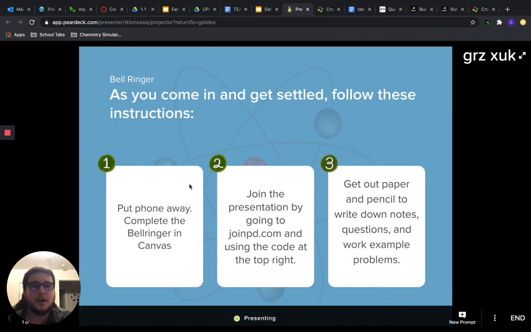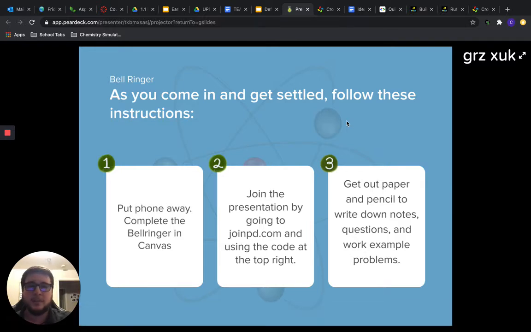Okay. Number 2, go ahead and join the presentation by going to joinpd.com and using the code at the top right. That's GRZXUK. I know it looks like there's a space in there, but just type in the code without the space, and it'll put you right in there. Take a second to do that. That's a mandatory step. That just makes it so that I can monitor your progress as you go through the lesson and give you feedback on any responses that you give me.